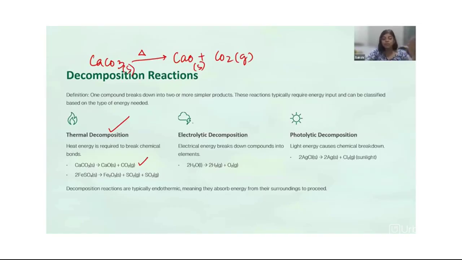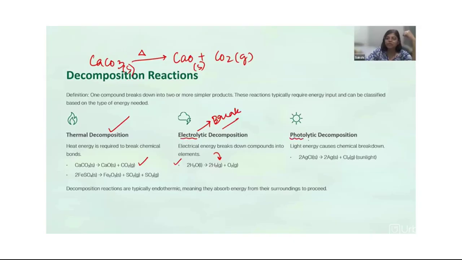That is decomposition with the help of electricity. In the word electrolytic, lytic means to break. That means we are breaking the bond in H2O with the help of electricity. We are breaking it to form hydrogen and oxygen. This reaction we will study in class 12th in detail in the electrochemistry chapter.